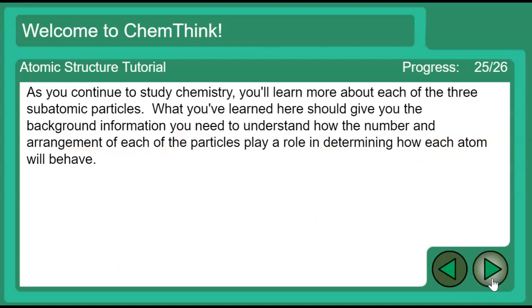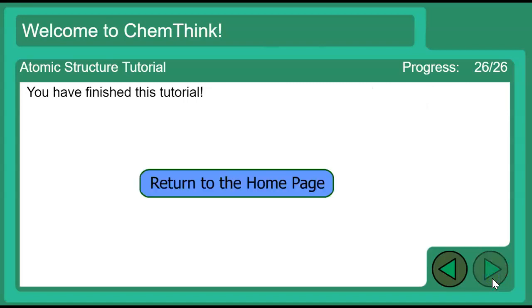As you continue to study chemistry, you'll learn more about each of the 3 subatomic particles. What you've learned here should give you the background information you need to understand how the number and arrangement of the particles play a role in determining how each atom will behave.